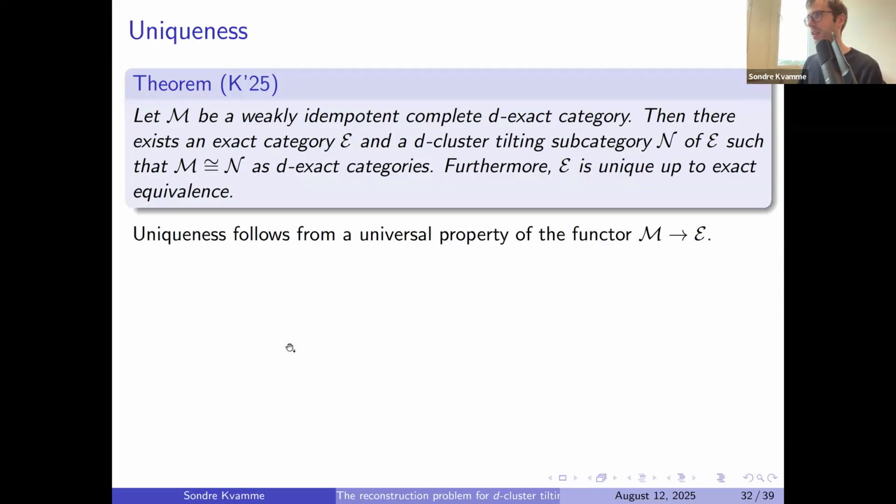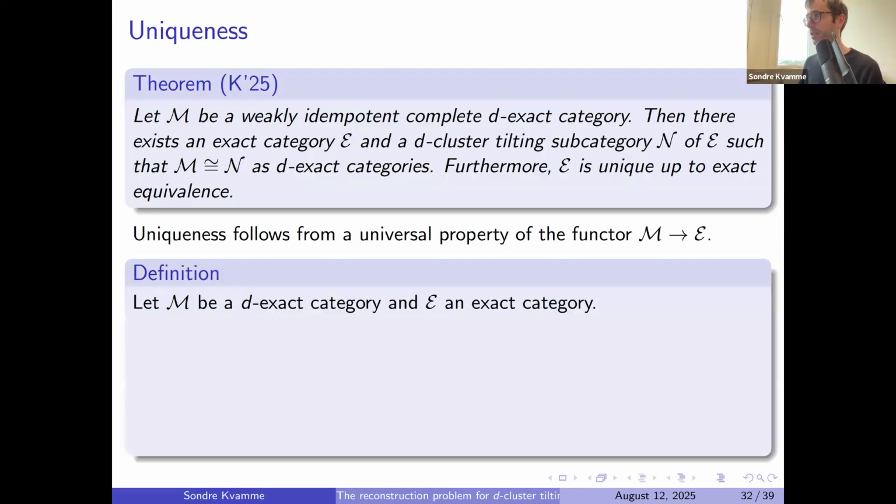existence. Uniqueness follows from the fact that the inclusion of a D-cluster tilting subcategory into its ambient exact category satisfies a universal property. And it's a universal property with respect to a certain class of functors, which I will now introduce. And those functors I will call exact. So let M be a D-exact category and let E be an exact category. Then we say that the functor from the D-exact category to the exact category is called exact.